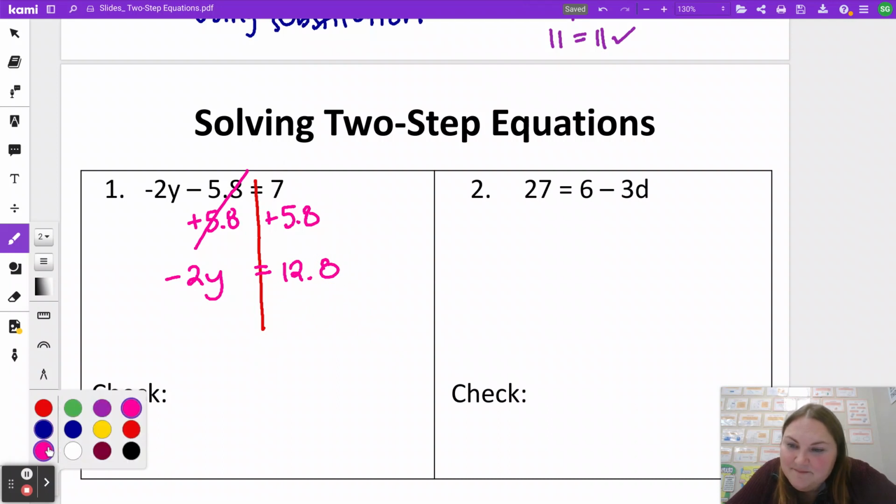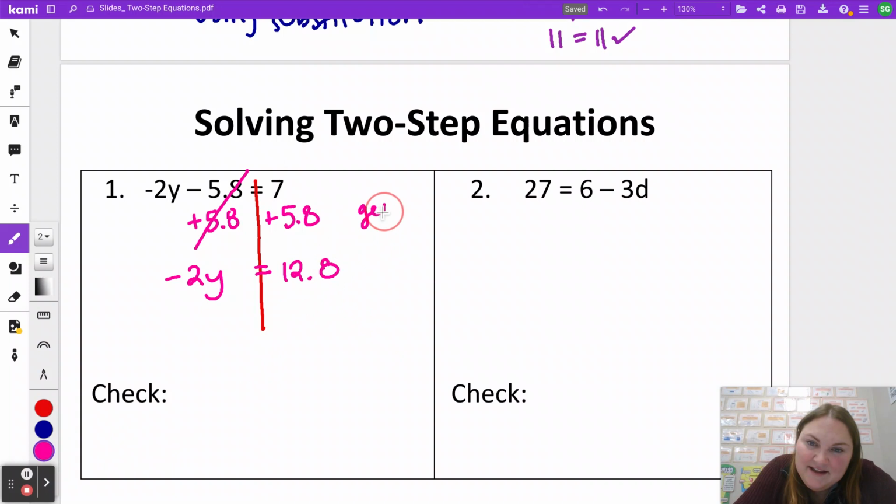That's my first step, is here I get rid of the constant. That is everything in pink. Now our second step, I've got negative 2y equals 12.8. Do you know what our second step is going to be?